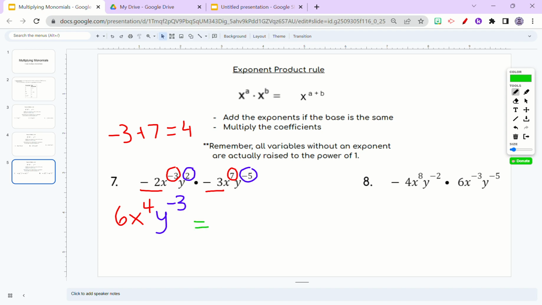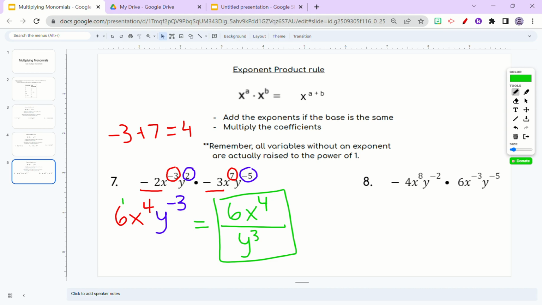All right, so 6 is raised to a positive power of 1. So that's going in the numerator. X is raised to the positive power of 4. So that's also going in the numerator. And y, since it's raised to the power of negative 3, we are putting that in the denominator. So it would be y cubed.